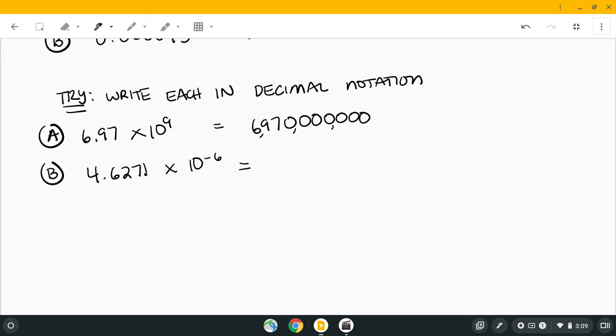All right, so this one, negative 6. So this needs to become a number that's very, very small. So I need to, here, 4, 6, 2, 7, 1. It moves over once, so I need 5 zeros. 1, 2, 3, 4, 5. Okay, because it was originally right here, and it needs to move 6 times. Moving on the other side of the 4 counts as 1, and then I need these 5 more zeros.